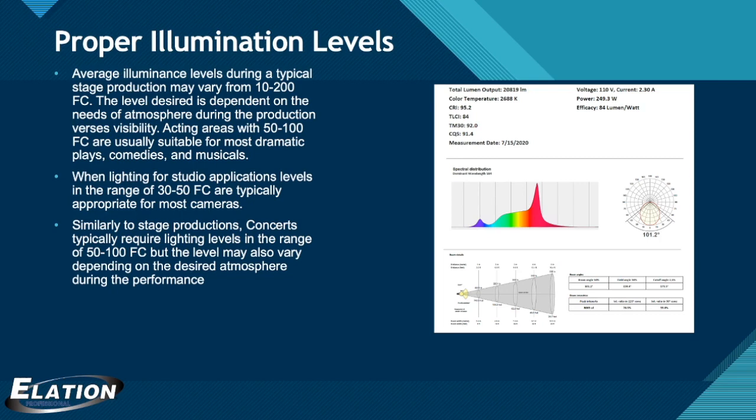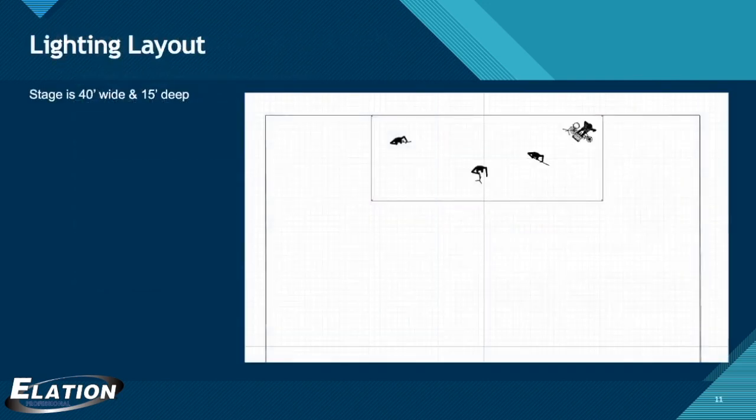And very similarly to stage productions, concerts are going to require lighting levels in the range of 50 to 100 foot candles. But again, those levels may vary depending on the desired atmosphere during the performance. Maybe it's going to be particular to a specific performer or a specific song within their set, so that can vary as well. Okay, let's get to laying out our lighting.